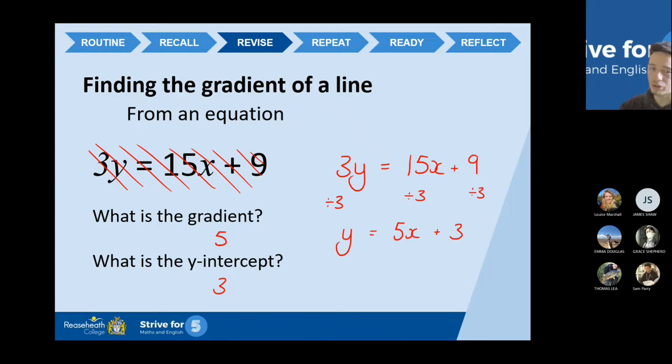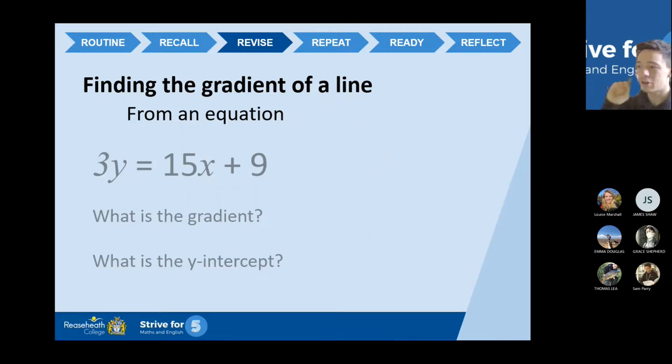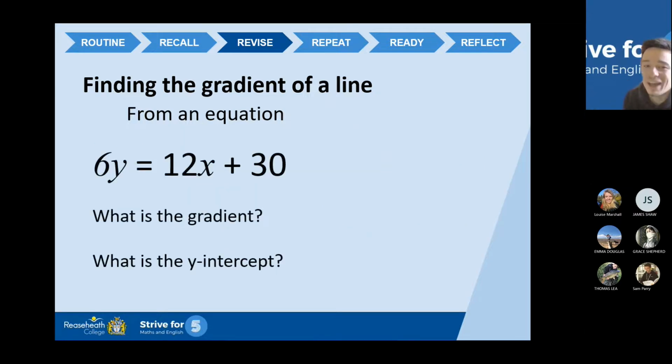Okay, so that involves one extra step. We need to be smart there. That's 3y. I just want it to be y, so I need to divide by 3. So now thinking on that, what do I do with this? First things first, what do I do with this? I'm going to write it up here. I've got 6y equals 12x plus 30. What do you think I should do, guys? First thing.